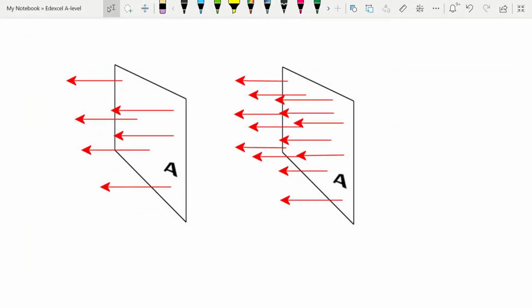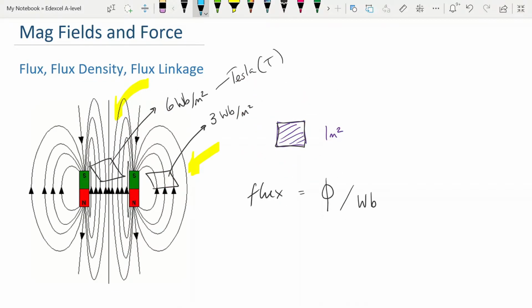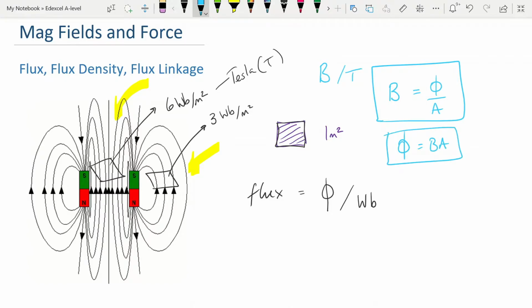We could use this diagram as another example of how you consider flux density. Here's our meter squared, and we can see that the picture on the left has a lower flux density than the picture on the right. Flux density is given its own symbol, so that is B, and we've said it is measured in Teslas. And because our flux density is the flux per meter squared, we know that B is equal to phi divided by A. And of course we can rearrange that to phi is equal to BA. And that is something that we're going to find particularly useful later on.